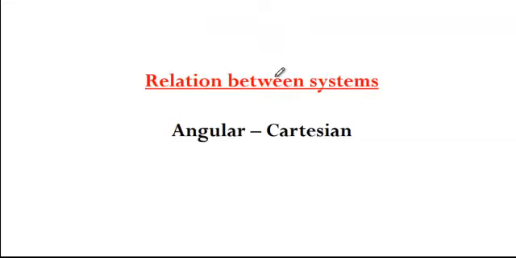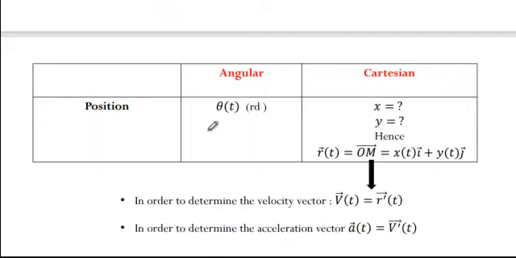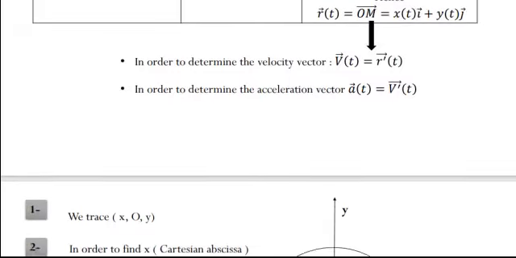In this part, we'll talk about the relation between the angular and the Cartesian. In this part, we'll need to use the sine and cosine. So here we'll introduce, so the question is what? The question is, we have an angular position. We must use this angular position in order to write it in terms of x and y. So how to write it in terms of x and y.